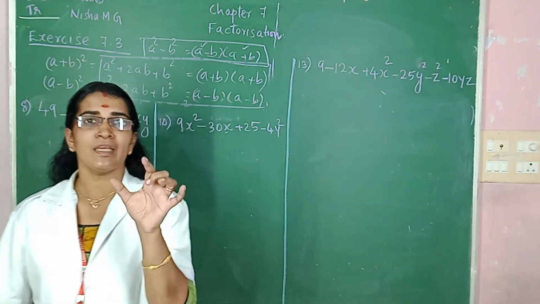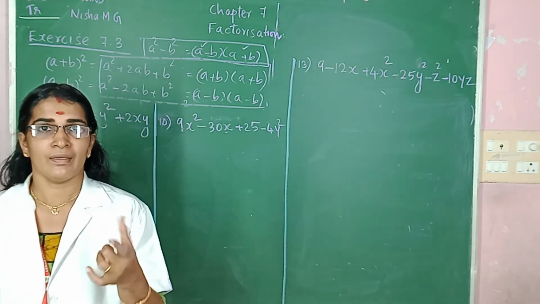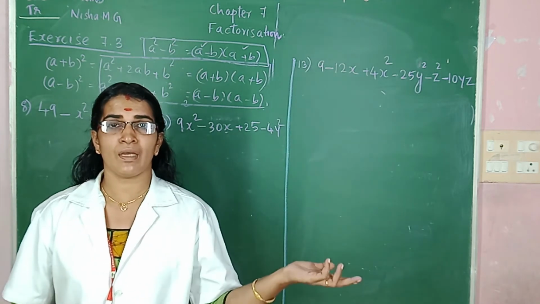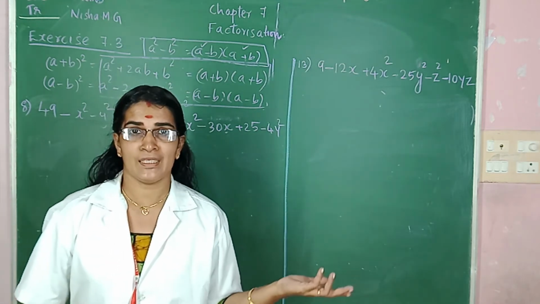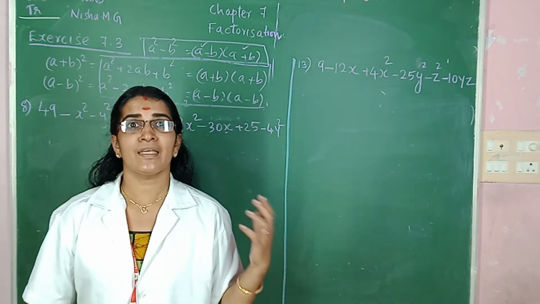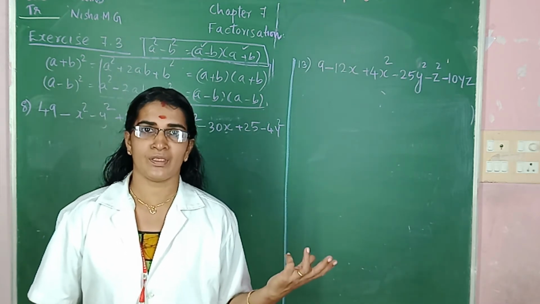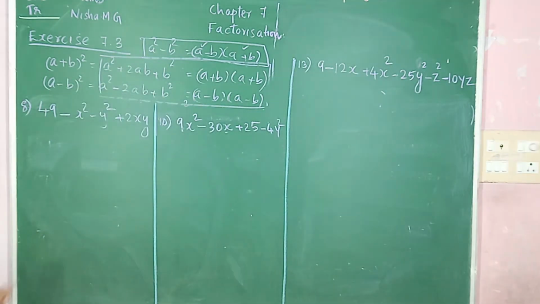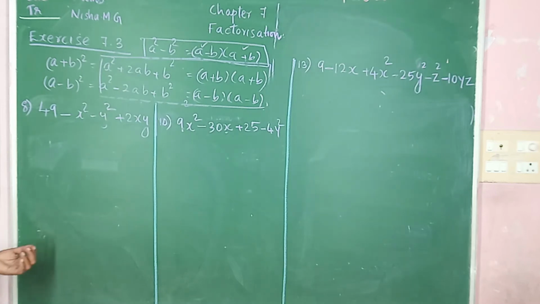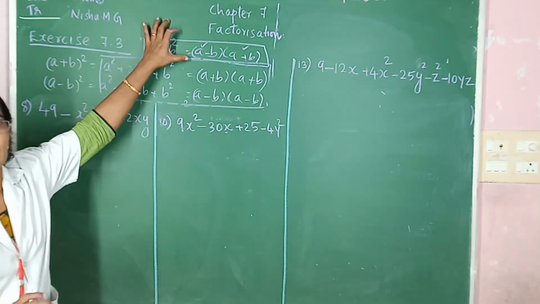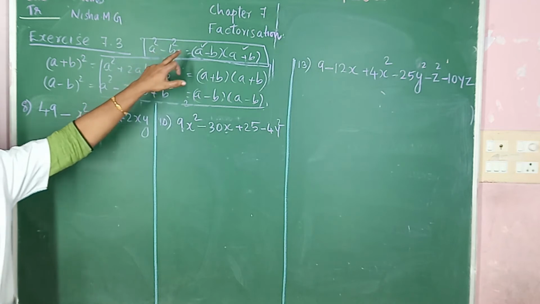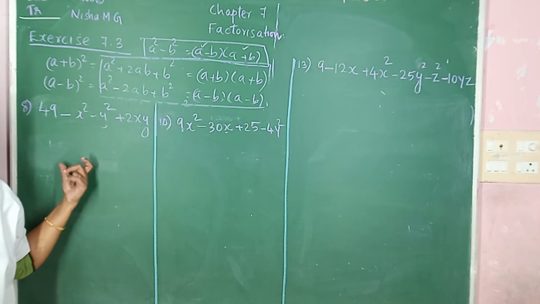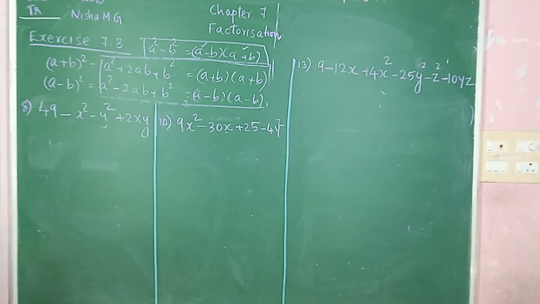So when you see a question, you should identify: if it is 3 terms only, it is the application of one identity. If there are more than 3 terms, it is the application of more than one identity. That basic idea you should have while solving a question. Let us start, children. Question number 8 from the same exercise. All the identities are written here. I also write a square minus b square, that means this identity is also applied here. Clear, children?